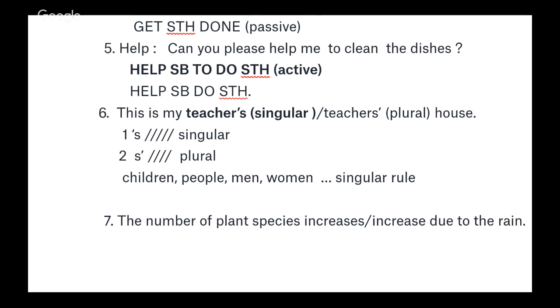Tell me, guys, what do you think about this sentence? What is the answer here? Tell me what is the answer. Is it increases or is it increased? Just give me the answer here.